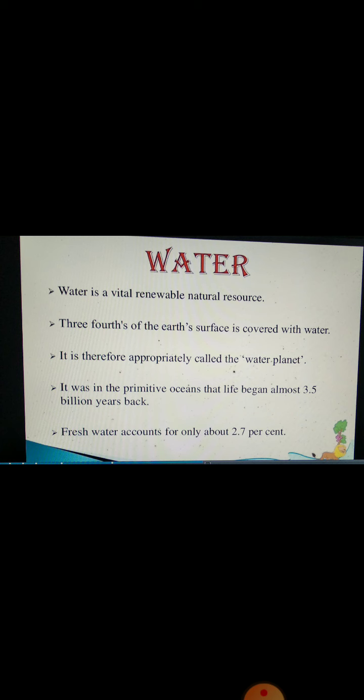And on this earth, fresh water accounts for only about 2.7%. Nearly 70% of this occurs as ice sheets and glaciers in Antarctica, Greenland, and mountain regions. Only 1% of fresh water is available and fit for human use. See, from 2.7%, only 1% of fresh water is fit for us, and it is found as groundwater, one of the most fresh water resources, as surface water in rivers and lakes, and as water vapor in the atmosphere.